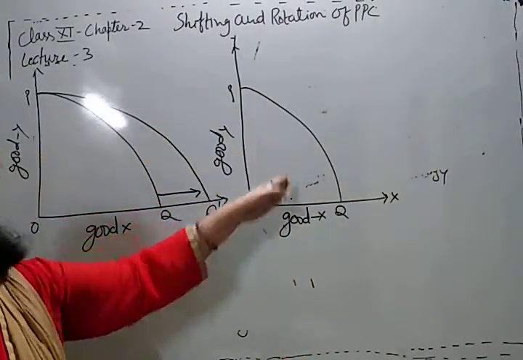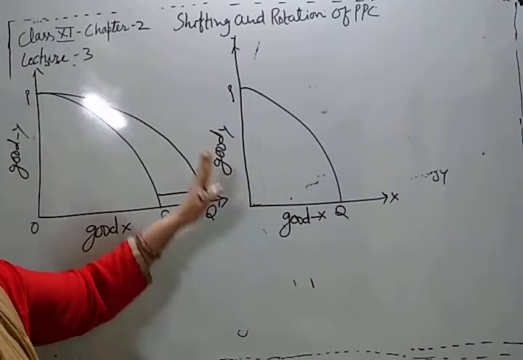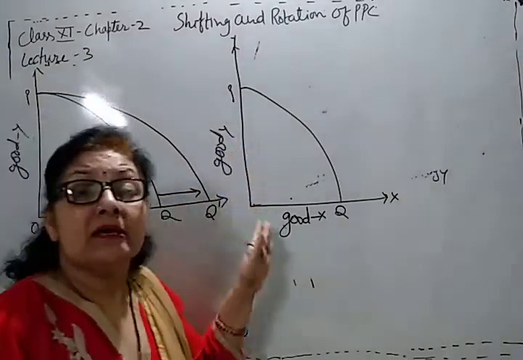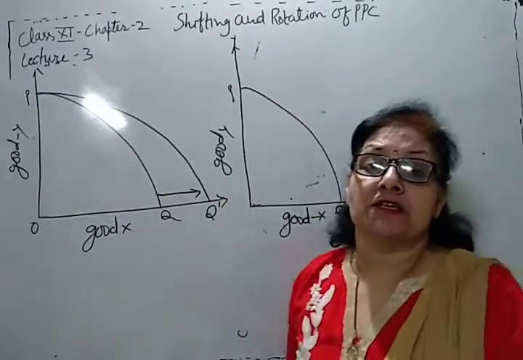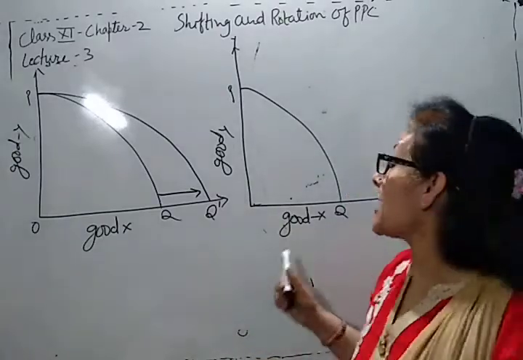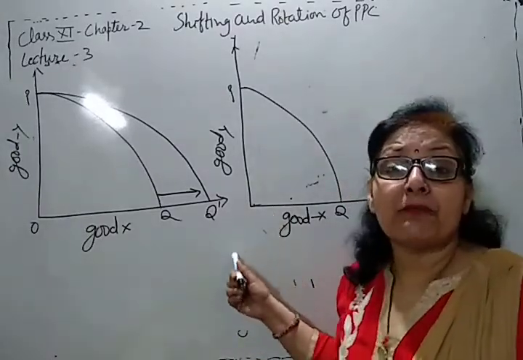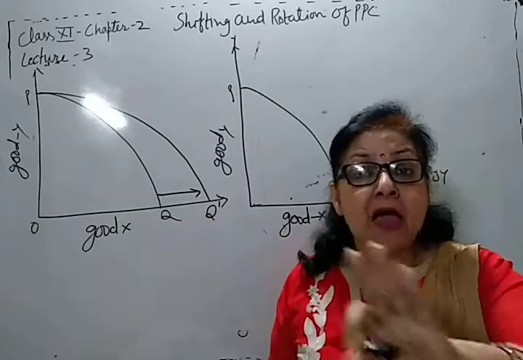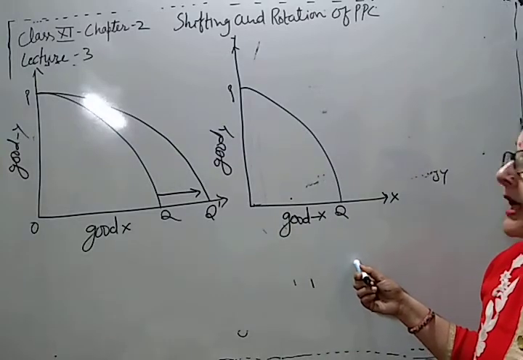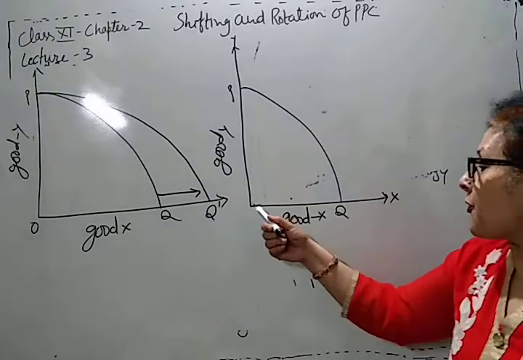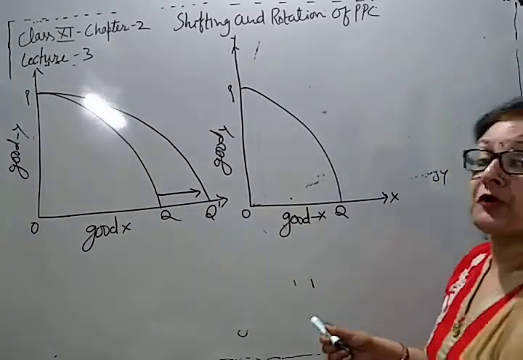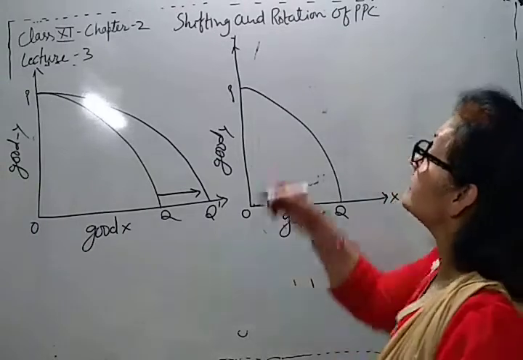Initial PPC is PQ, which shows the maximum production of both the goods with given technology and resources. But somehow we adopted improved or efficient technology for the production of good Y. But we have no improvement in the technology of good X. So in this case, production of good X remains the same, but production of good Y increases.